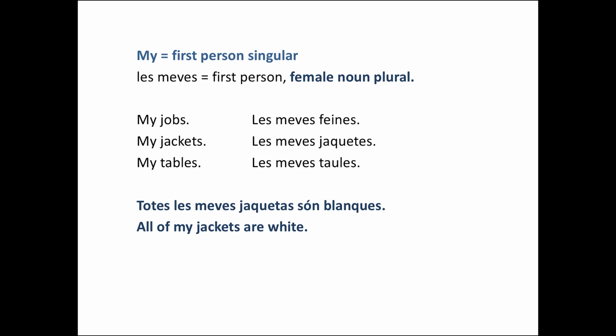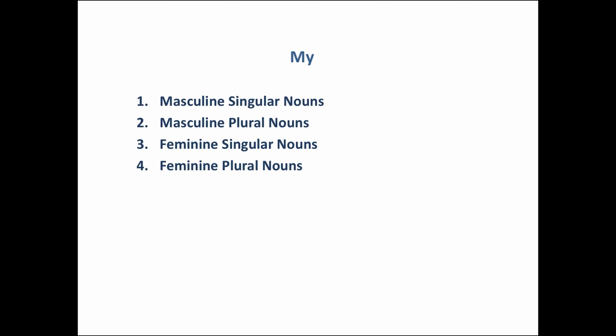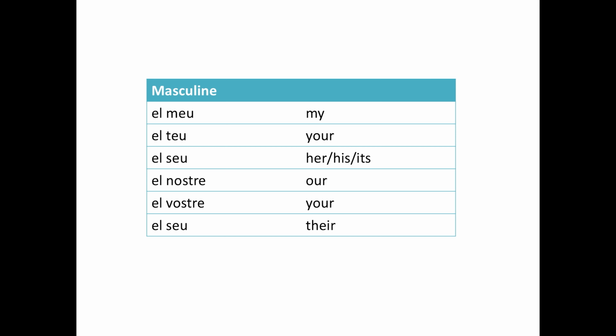Les meves. It's the same as before, but it's just in the plural. Les meves feines, les meves jaquetes, les meves taules. Totes les meves jaquetes són blanques. So in English, you have one way of saying my, but in Catalan, you have four, based on the gender and number. Here we see the masculine, el meu, el teu, el seu, el nostre, el vostre, el seu, and we have the feminine, la meva, la teva, la seva, la nostra, la vostra, la seva.